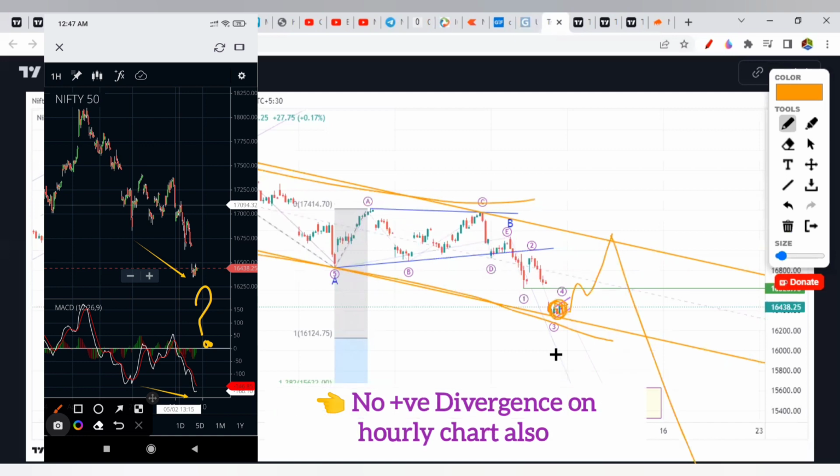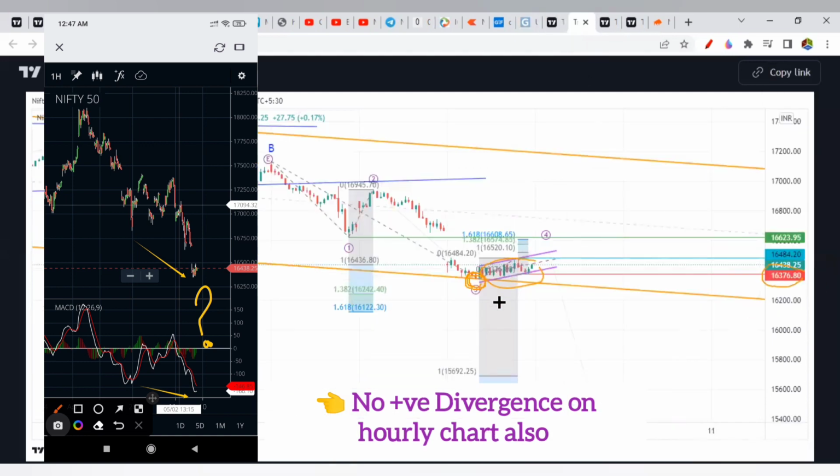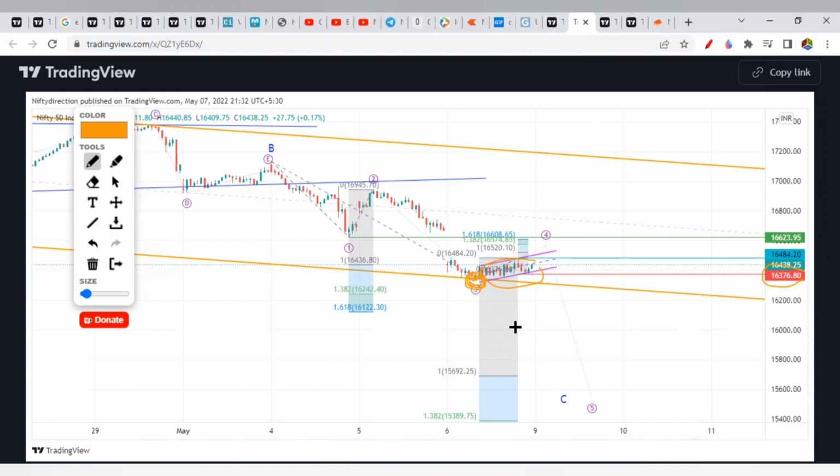So we are going to discuss all the possible cases for next week. Tomorrow, if it opens gap down completely and breaks the previous low of 16,340, I believe. Okay, so 16,340 was the low. If it breaks that, then boom, we are going down. So that is one way to consider the downside.